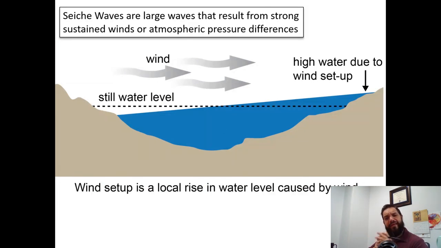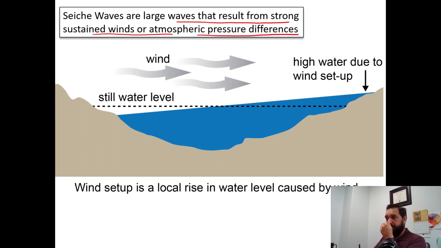Another really important wave we talked a little bit about in the tides lecture, or I should say what we will talk about in the tides lecture, are what are called Seiche waves. So Seiche waves are large waves that result from strong sustained winds or atmospheric pressure differences.